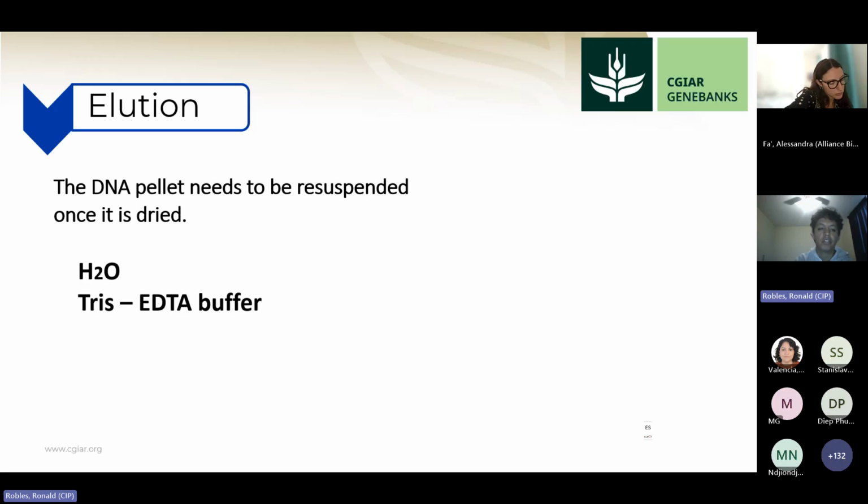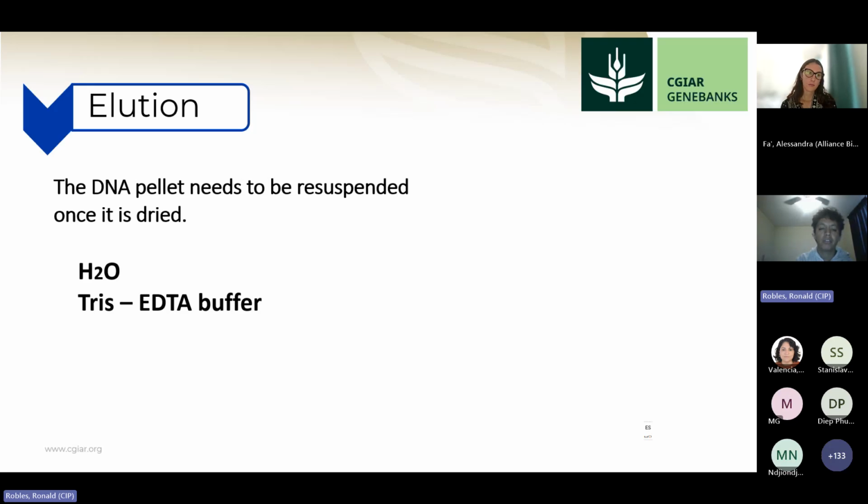Here, the most common is the TRIS EDTA buffer, in which the EDTA will act also to avoid that any contaminant will degrade the DNA. So the pH also will help to maintain the DNA stable for long periods of time. In combination, these steps are the basics of the DNA extraction.